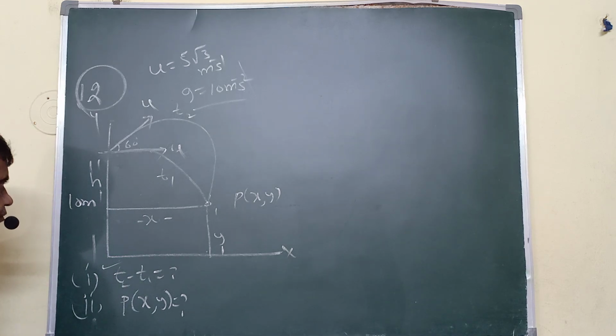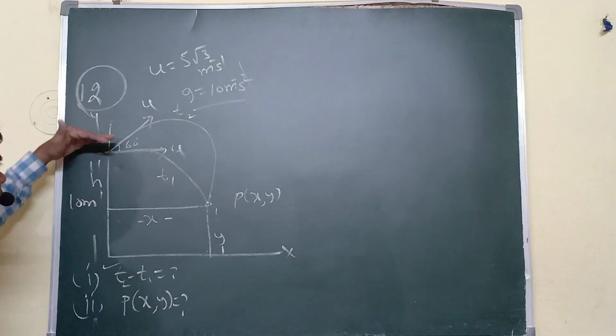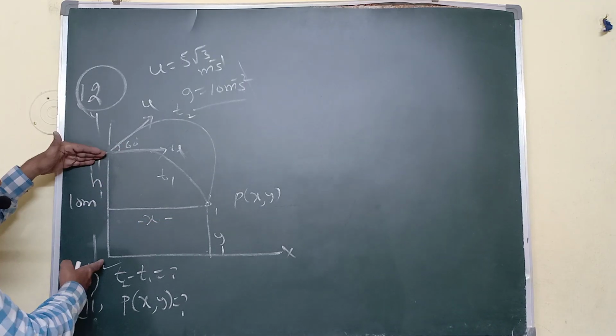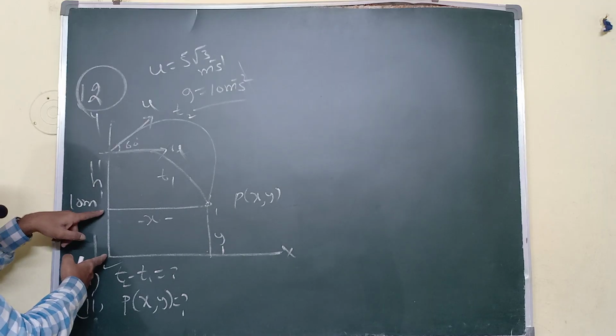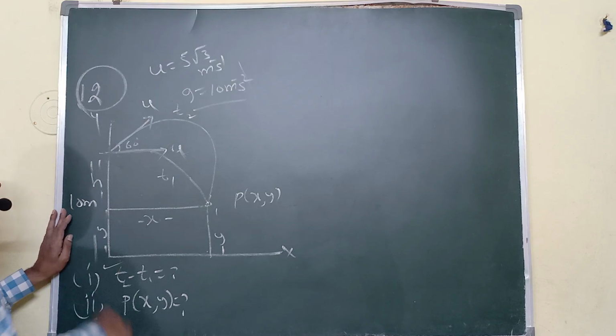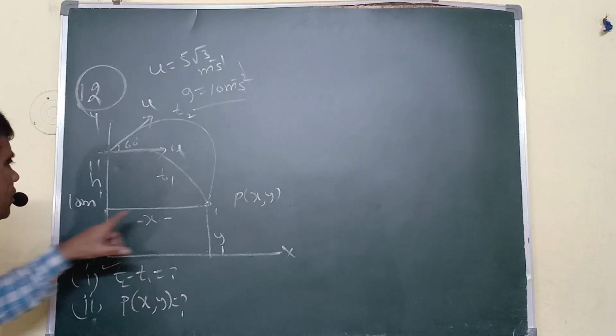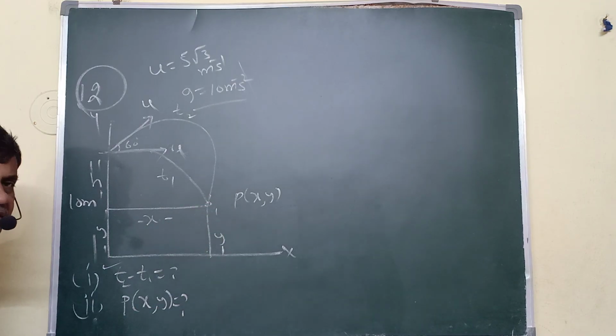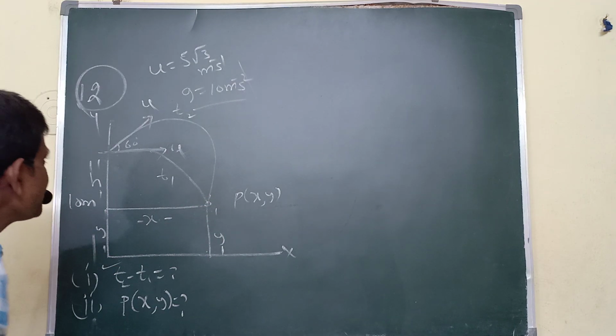Again, what is being asked? At X distance from this position, these two are meeting, I am assuming. So this total is 10 and this is H. So this is Y, that is 10 minus H. So XY is the coordinate where it is meeting. This also we have to find out. These are the two questions in this.